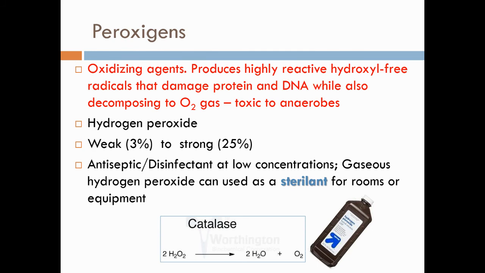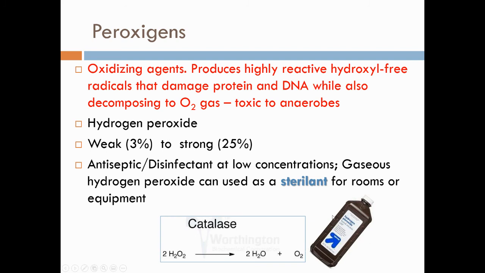Peroxygens, we have another oxidizing agent. These produce highly reactive free radicals. So remember, we had to have our catalase, our enzymes to deal with those toxic oxygen byproducts. We talked about that a little bit with gas requirements of organisms. So we can use those free radicals, we can use those toxic oxygen compounds to kill especially anaerobes. So hydrogen peroxide.